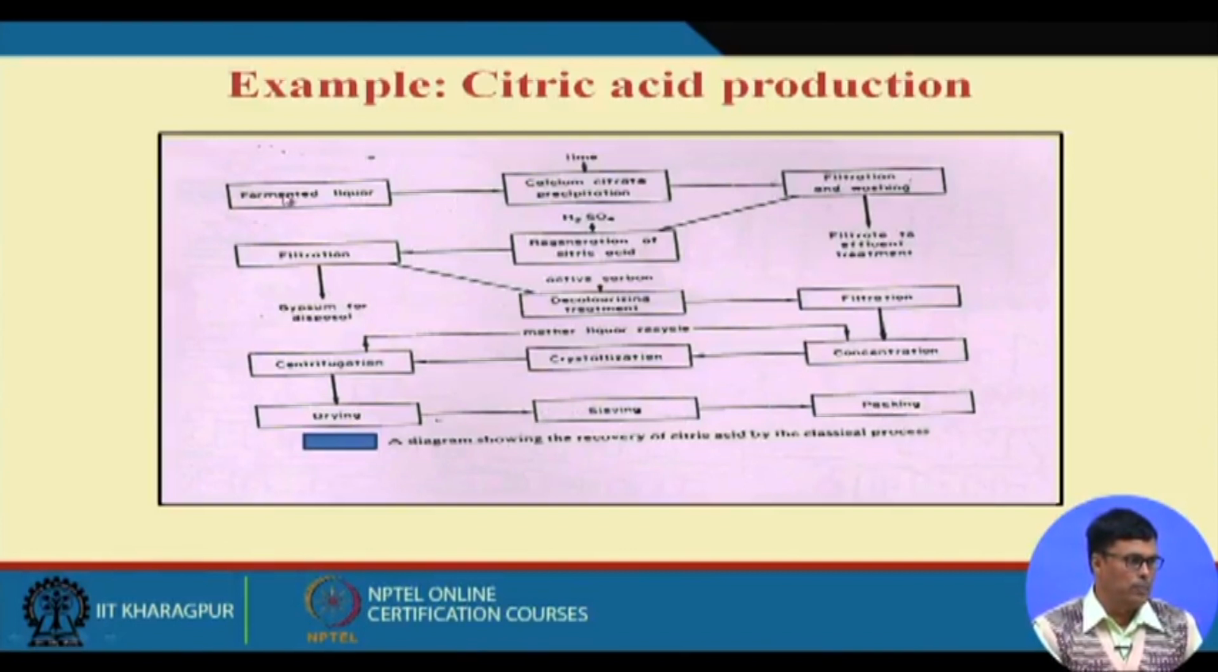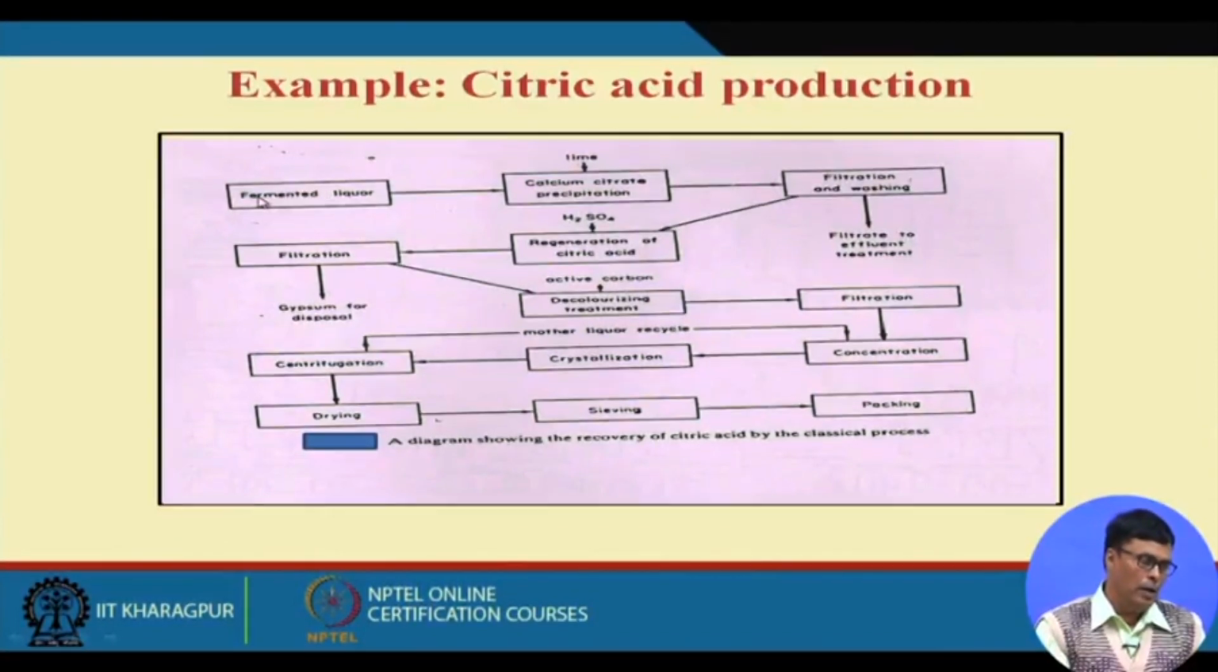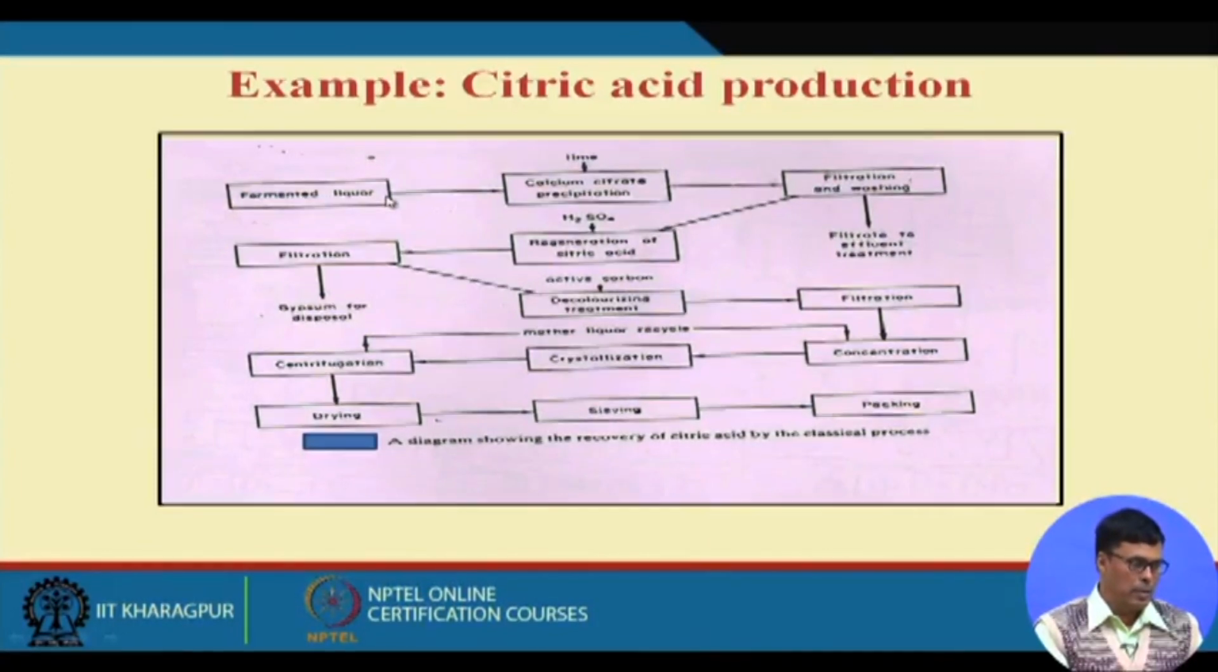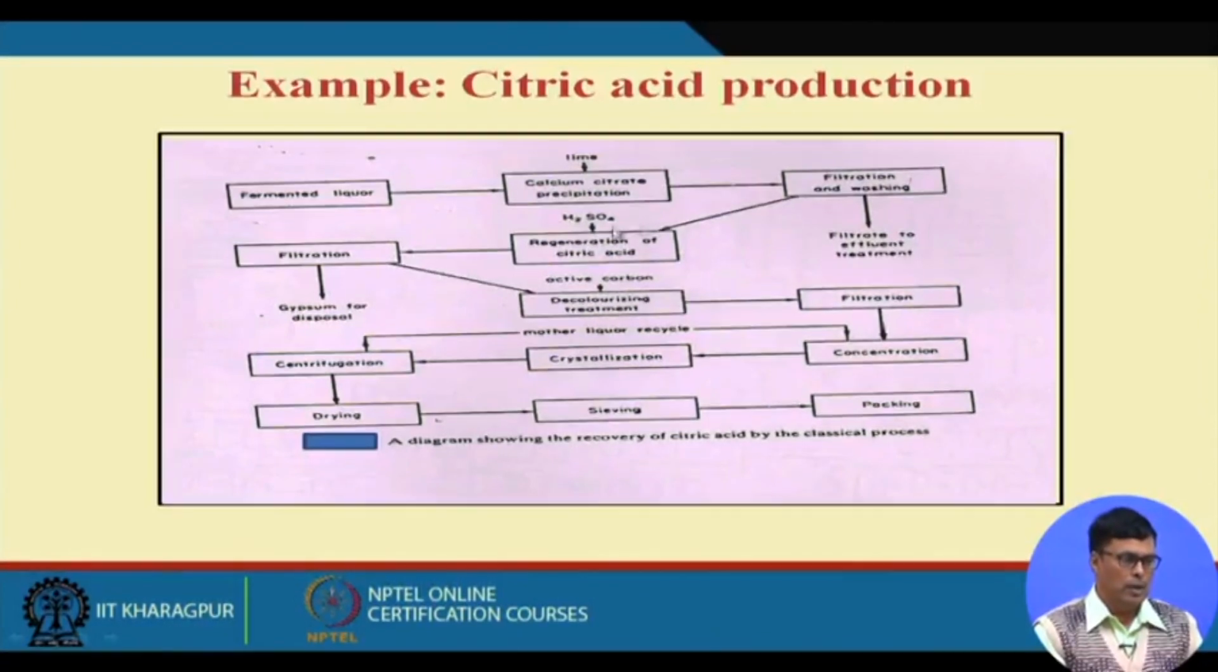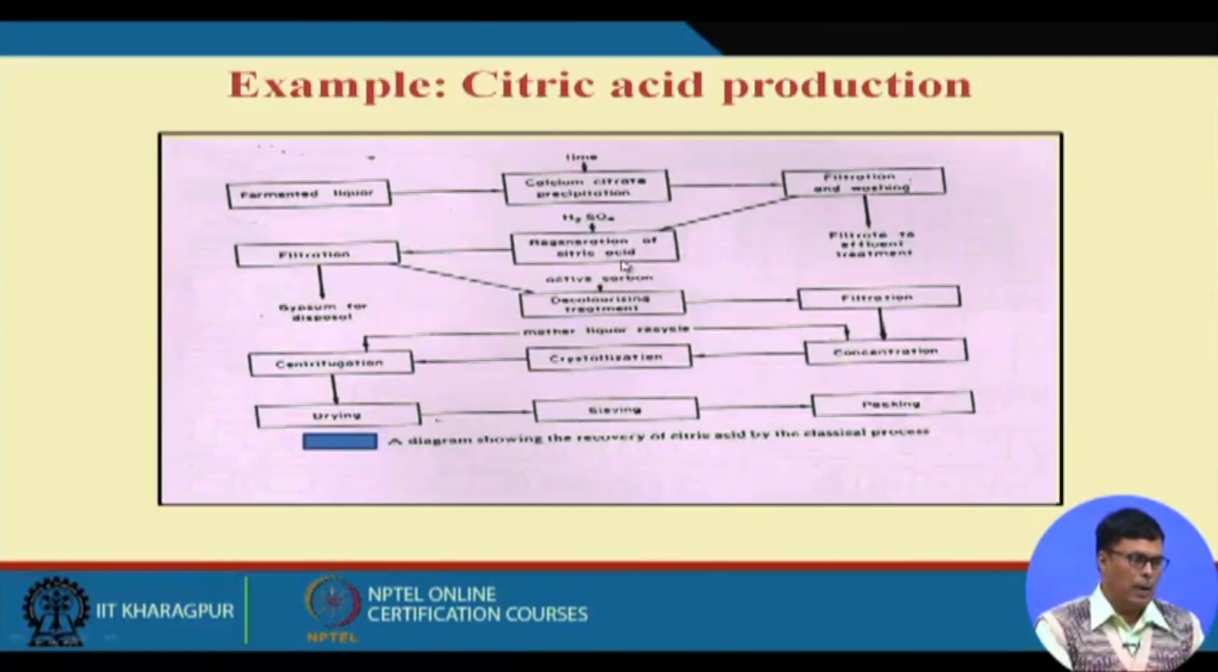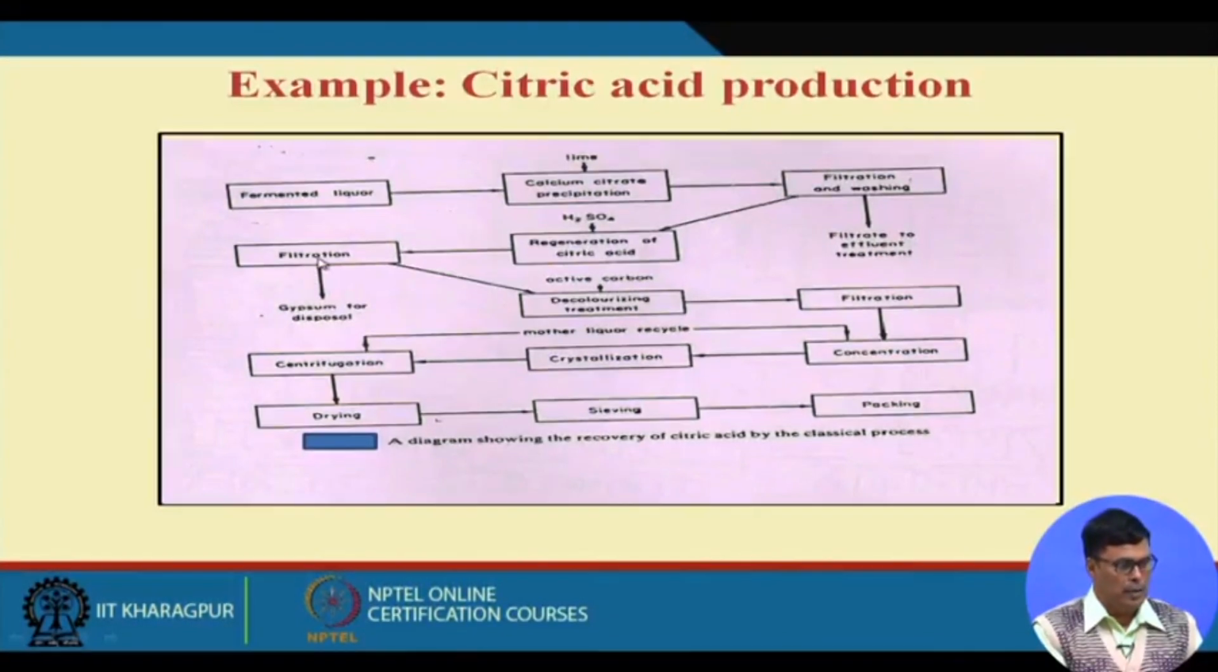This is a fermented liquor we collected. After separation of the microbial cells, we get the filtrate, and this filtrate we treat with lime to precipitate out the citric acid in the form of calcium citrate. Then this calcium citrate is the insoluble mass that is to be separated with the help of the filtration process. Then you wash this calcium citrate so that the color can be partly removed. Then this is hydrolyzed in presence of H2SO4. Again, it converts the calcium citrate to citric acid and calcium sulfate. Then calcium sulfate, called gypsum, is removed for disposal, and filtered. You use some kind of decoloring matter like activated carbon to remove the color, because if color is present in your product, then it will be very difficult to market the product.